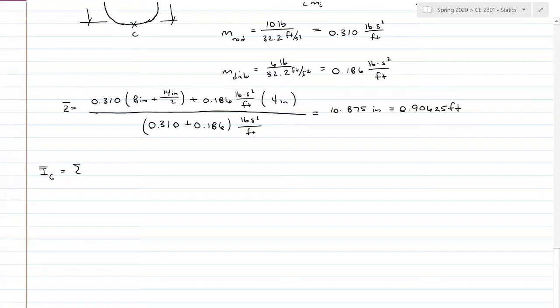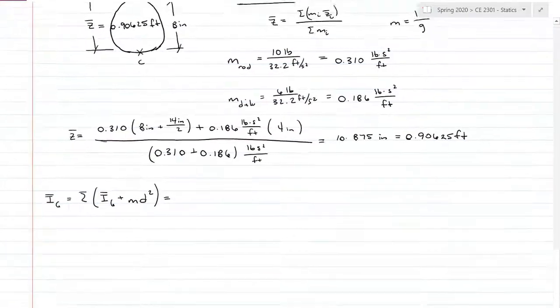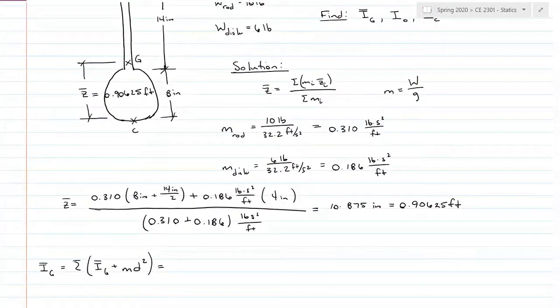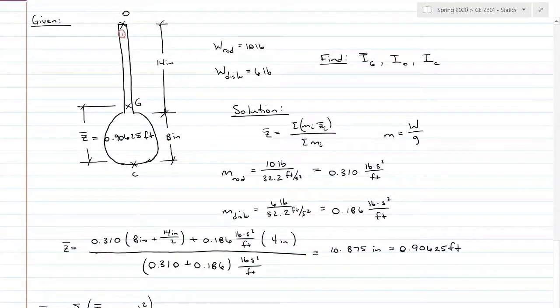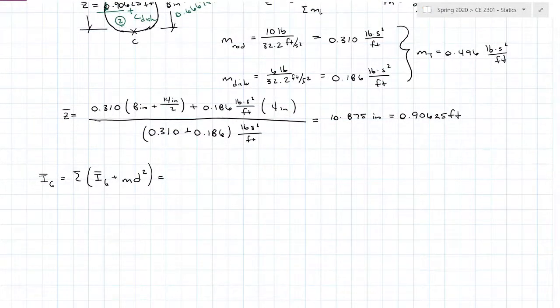All right. So now that I know that, I can find my composite centroidal mass moment of inertia, which is going to be the sum of each individual mass moment of inertia plus their mass times d squared. Okay, so let's do rod and disc, where rod is in red, 1, and disc is in green, 2, because Christmas colors are fun.